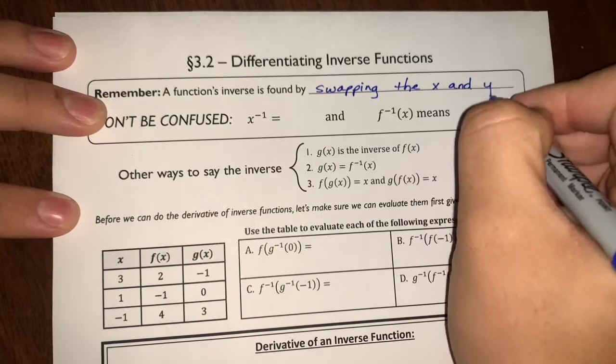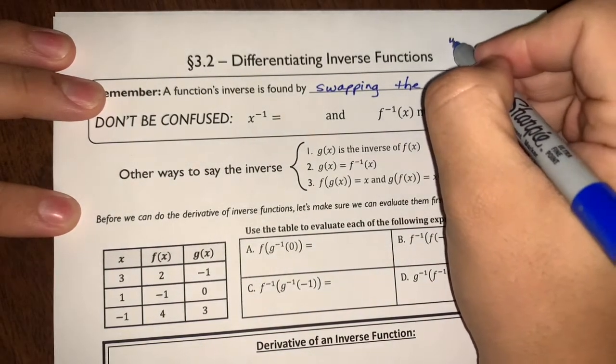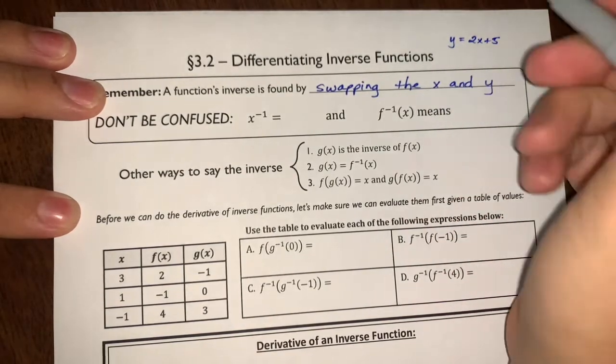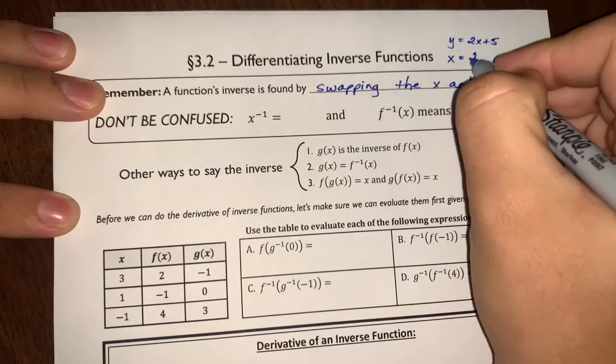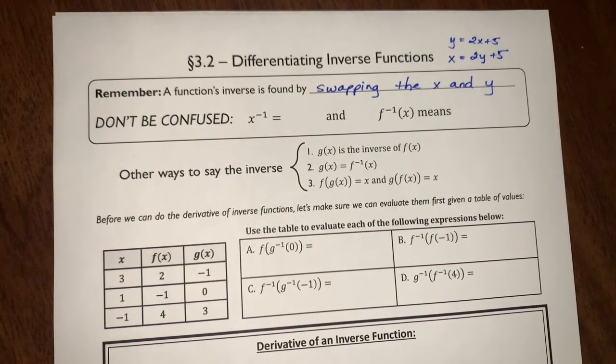I don't know if you remember, but back in Algebra 2, for example, if we had y or f of x equal to 2x plus 5, what we would do is just swap the x and the y. And then we would solve for y and say that is the inverse function.